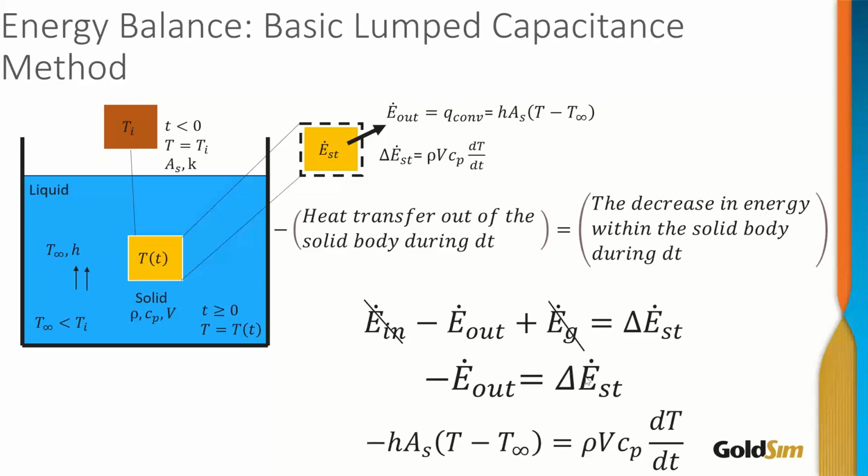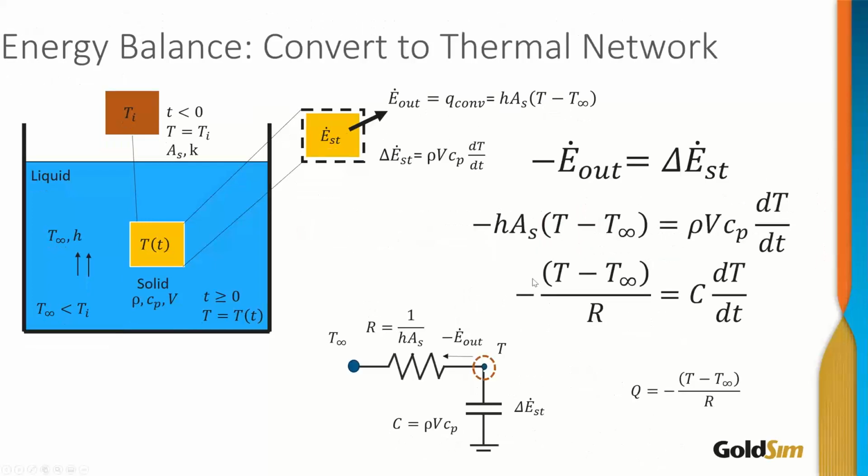So the energy leaving the system via convection is equal to the change in energy within the body. The convection is equal to the convective heat transfer coefficient times surface area times the difference in temperature of the body to the environment. And the energy is basically the thermal mass associated with the body. So how do we relate this to a network? What is the resistance and what is the capacitance?